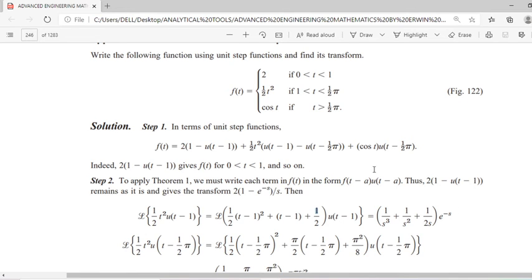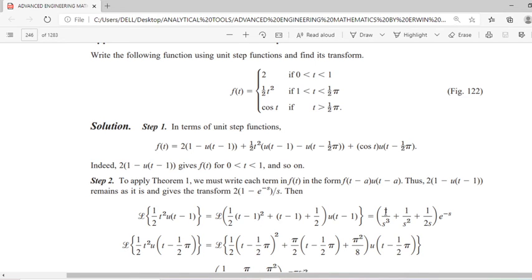What is the equation we have applied? We applied this shifting theorem. So you will get f of t minus 1. So the first term is 1 by 2 into f of t minus 1 into u of t minus 1.